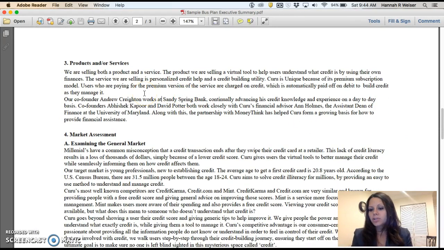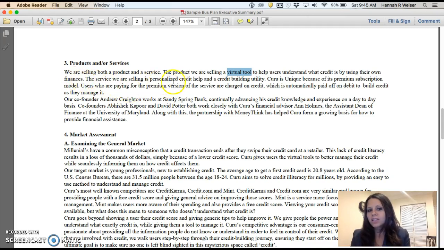For many businesses, you're sharing both a product and a service. A product, something tangible that you can actually see, and a service, which is part of the product process. It's part of what we provide the customer to keep them loyal and keep them returning to us. So the product and service, it doesn't have to be one or the other. It's often a combination. So here we see with Kuru, they're selling a virtual tool. That could be an app, it could be a website, and this is something to help users understand what credit is by using their own finances.